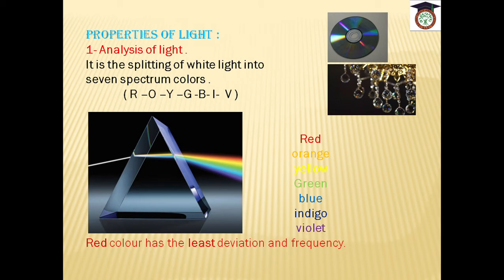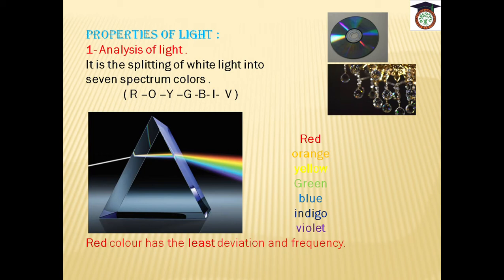What is the meaning of the word deviation? The word deviation means that it's not totally broken. Here the white light comes from the side, and the first one, which is nearest to the apex or the top of the prism, is the red. So we said that it has least deviation. It's not totally broken. Why? Because it has least frequency. So again, the red color has least deviation and least frequency.